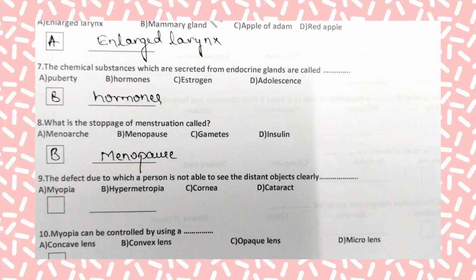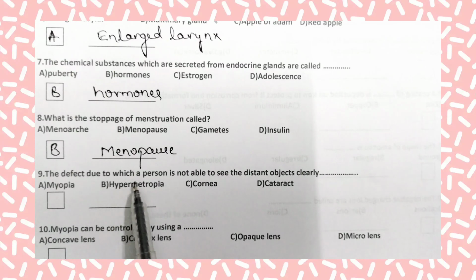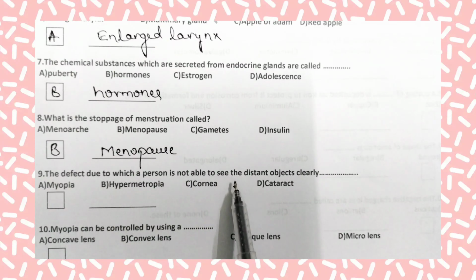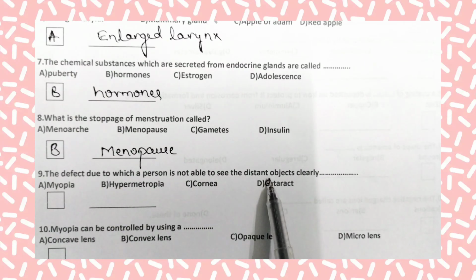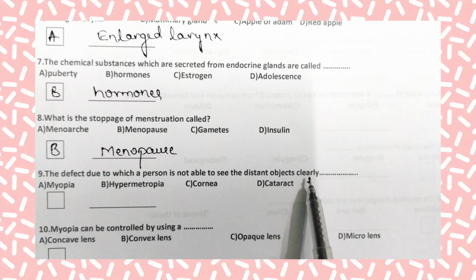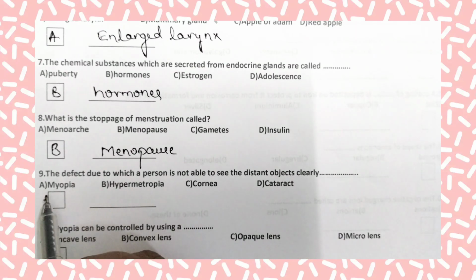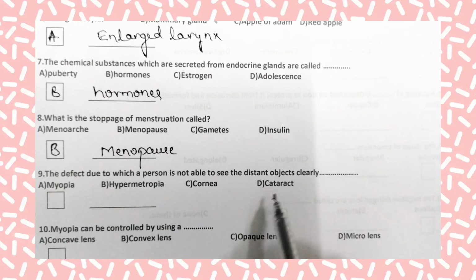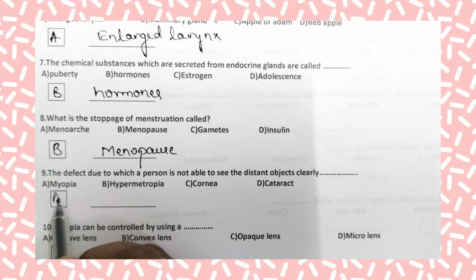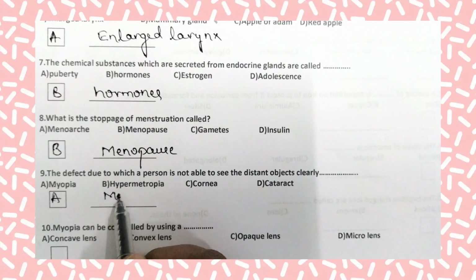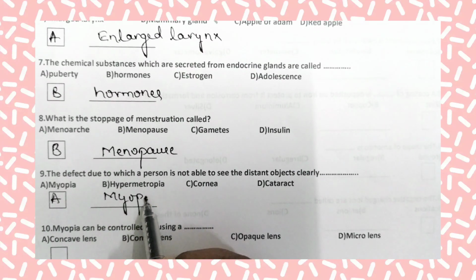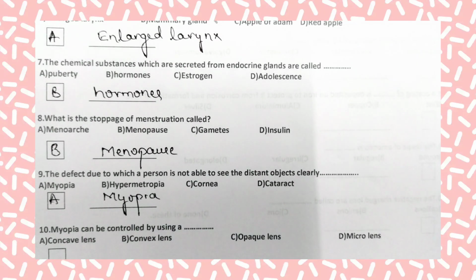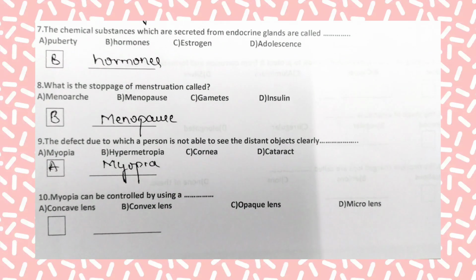Then coming to the ninth question. The defect due to which a person is not able to see distant objects clearly, but can see near objects clearly, is called myopia, hypermetropia, cornea, cataract. The right answer is option A, myopia, also called short sightedness.